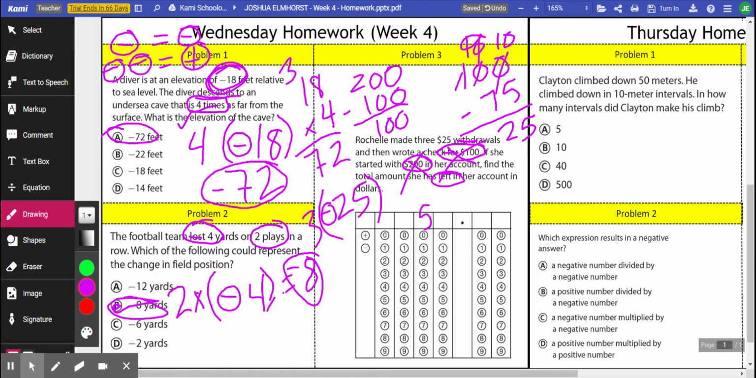So we have 25. Oh, what is going on today? All kinds of stuff going on.